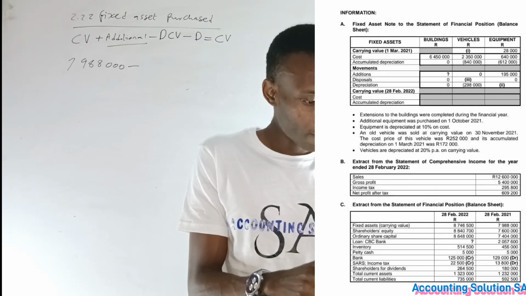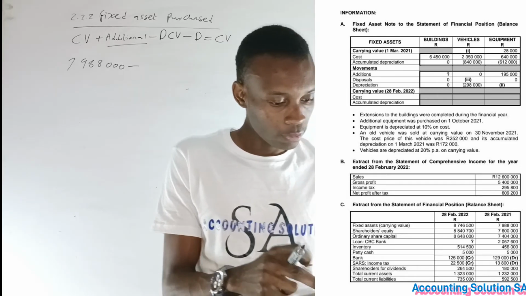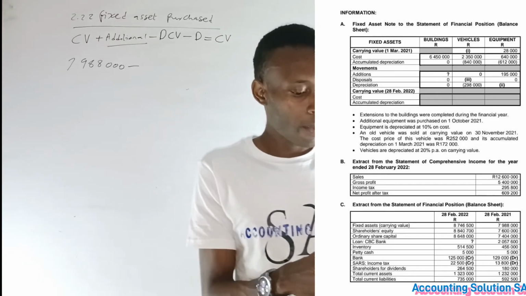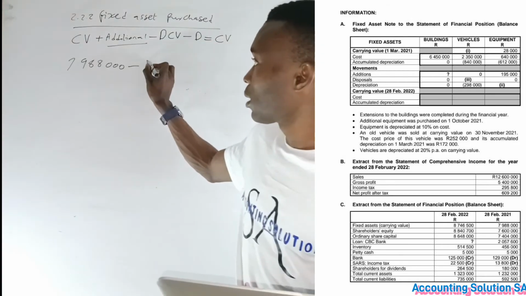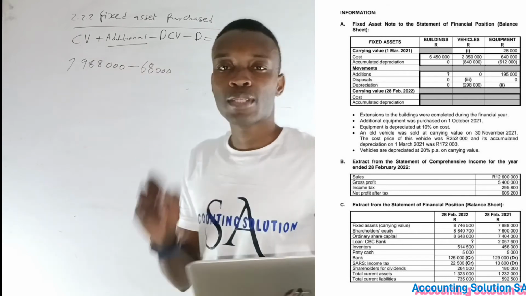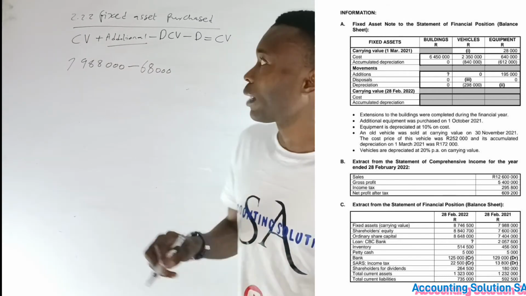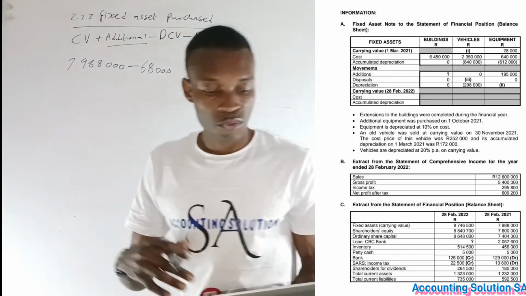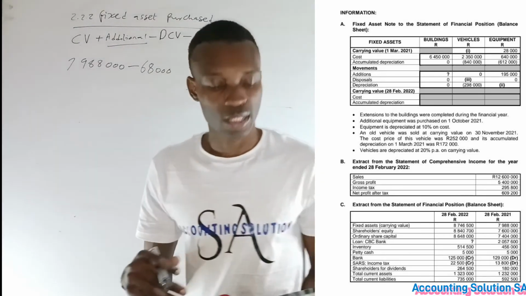Roman figure number 3. Yes, Roman figure number 3. Okay, we calculated an amount of 68,000 of disposal at current value. Alright, then after that we have to look for depreciation for everything.